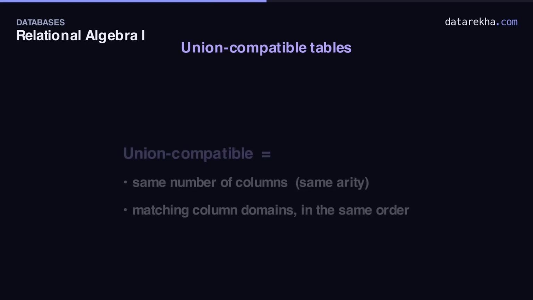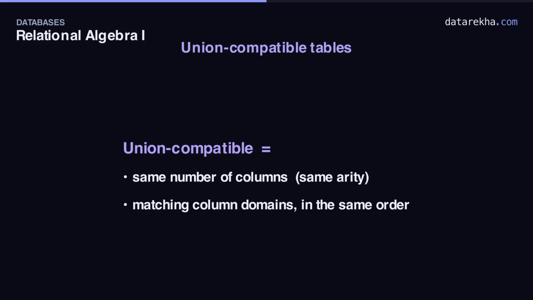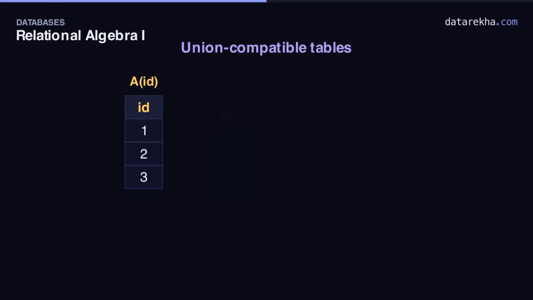The next three operators treat tables as plain sets of rows and combine two of them. But there's a catch. You can only combine two tables if they have the same shape. We call that being union compatible. Here are two tables, A and B. Each has a single column ID. Same one column, same domain of integers. These two are compatible. We are allowed to union, intersect, or subtract them.